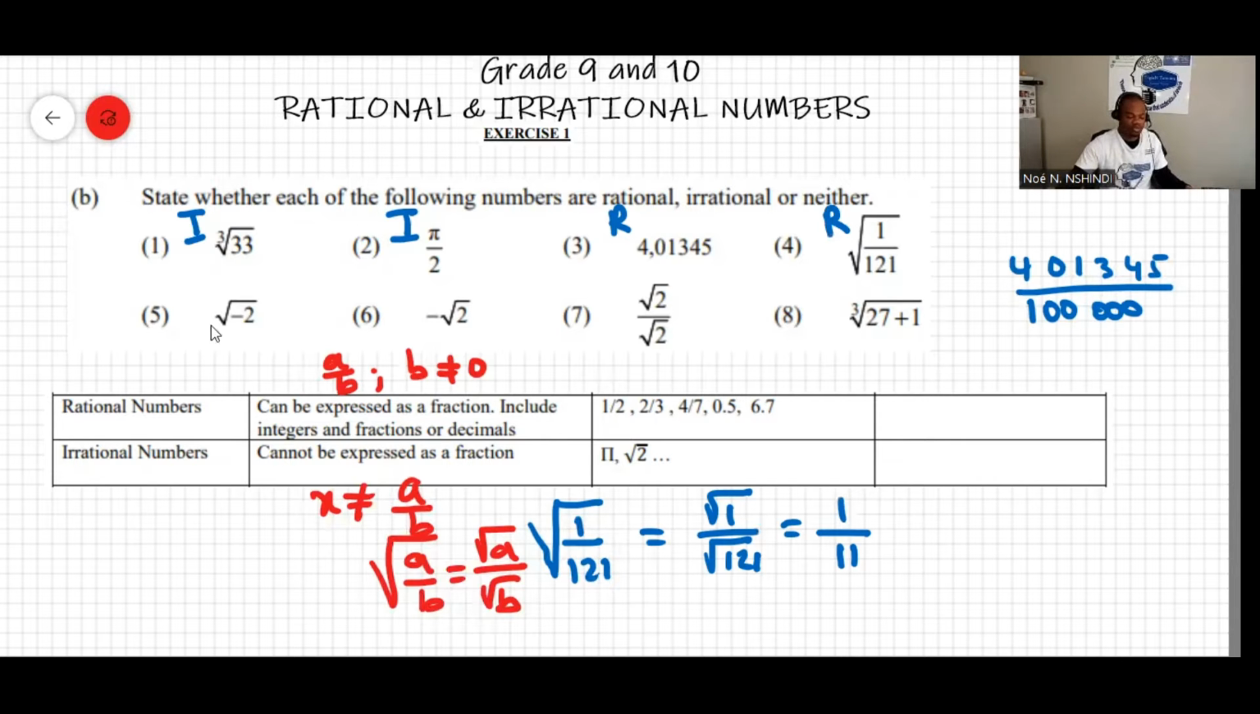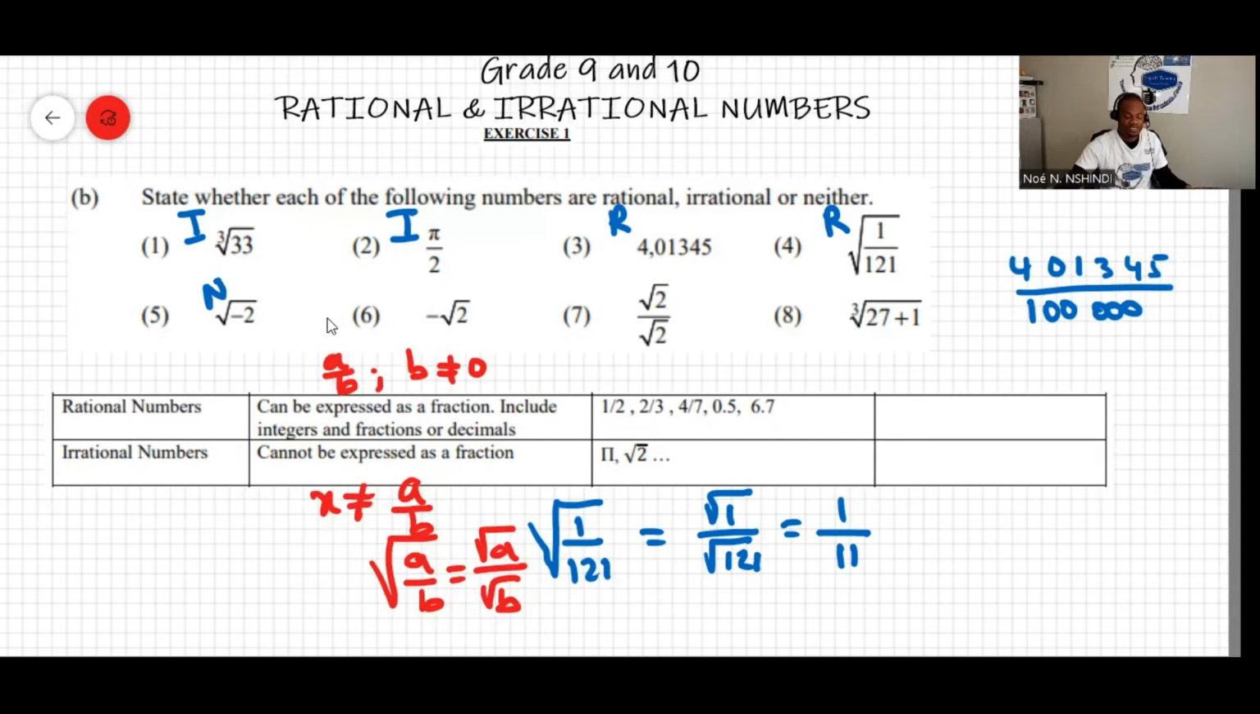Now, square root of -2. Square root does not accept negative numbers, so this is neither. It's not rational, it's not irrational, it's neither. Just say N for neither. Now, what about negative square root of 2? We need to be careful here.